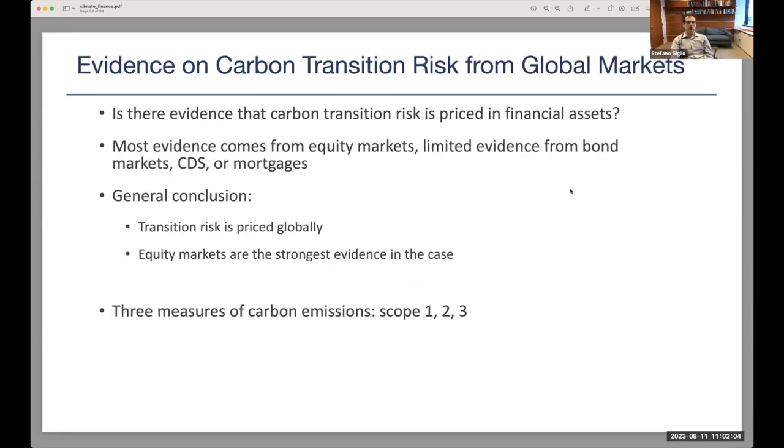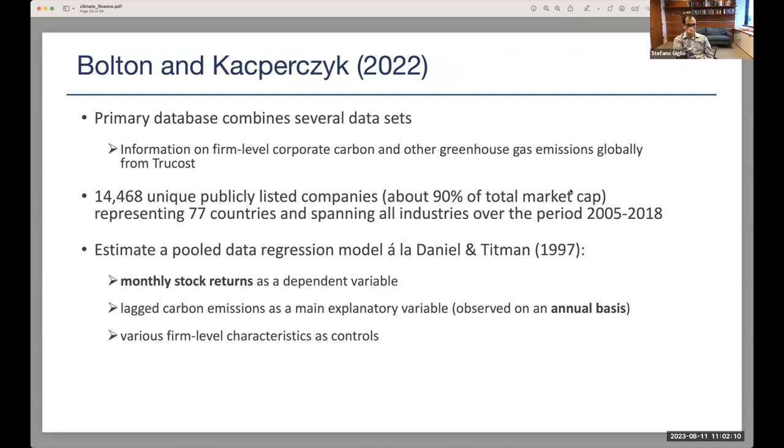And just to give you some evidence of this from the data, I'm going to talk about really one paper, which is this Bolton and Kacperczyk paper. It's nice because they get carbon emissions from a very large cross-section of firms. They have like 15,000 firms, covering international markets too. The time period is short, 2005 to 2020. I think they updated it, but it's a short time period. We just don't have a lot of data for this.